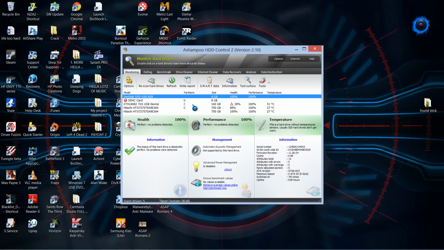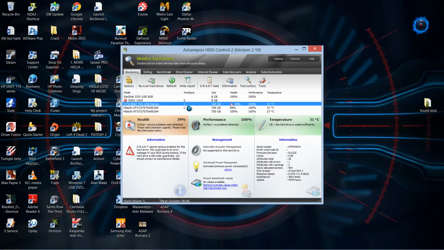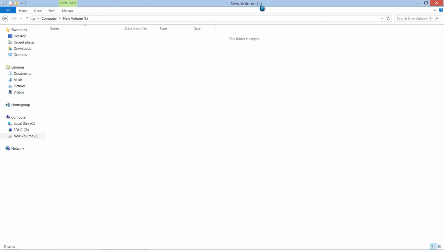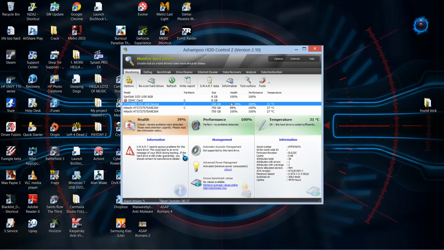So right now you can see over here, this is my drive J, partition J. So I can show you that this is the current drive that we were actually on. You can see right here a new volume J. So that is the drive that I've actually recovered and formatted again and am using now. But the problem is right now you can see the health condition of this drive. It's critical. Severe problems were detected. Those need attention urgently. So please read the information below.